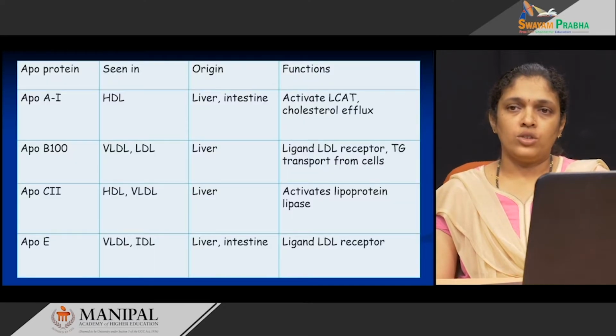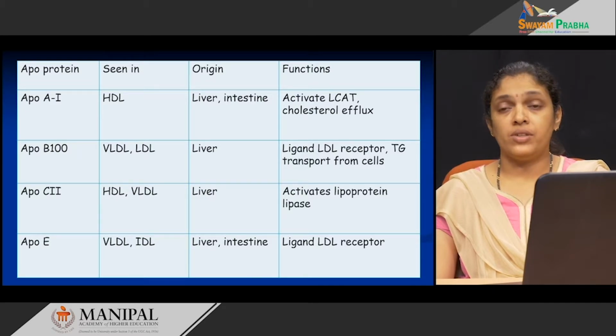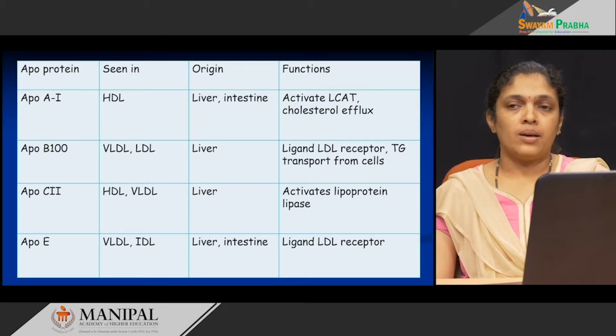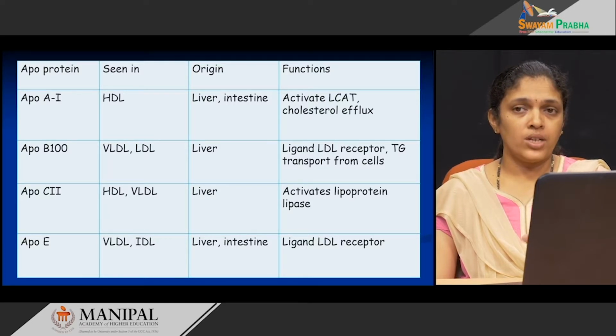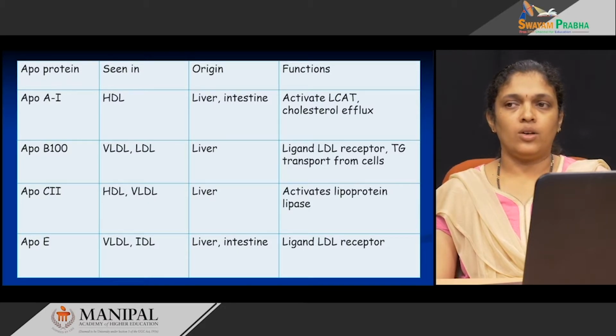Now, if you look at the functions of these apoproteins, I have listed a few of the apoproteins and their function. If we see ApoA1, this apolipoprotein A1 is a part of the lipoprotein HDL. High density lipoprotein is nothing but a combination of a lipid and a protein. The protein part of HDL is ApoA1. Now, the major site of synthesis of this ApoA1 is the liver. Apart from the liver, it could be synthesized in the intestine also.